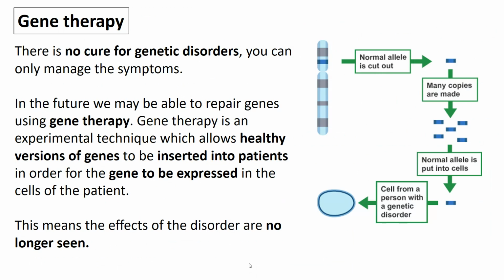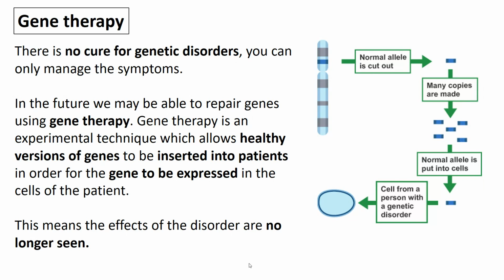If you do have a child with a genetic disorder, there is currently no cure for genetic disorders because it's in every gene, in every cell. All you can do is manage the symptoms. In future, we are hoping to be able to repair genes using something called gene therapy. Gene therapy is an experimental technique, but it allows healthy versions of genes to be inserted into patients so that gene can be expressed in the cells of the patient.